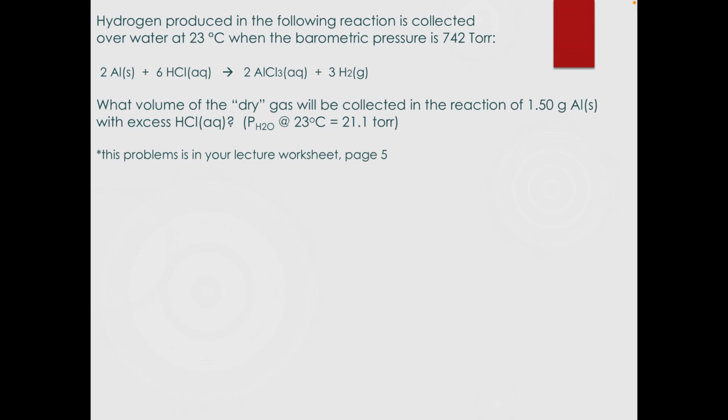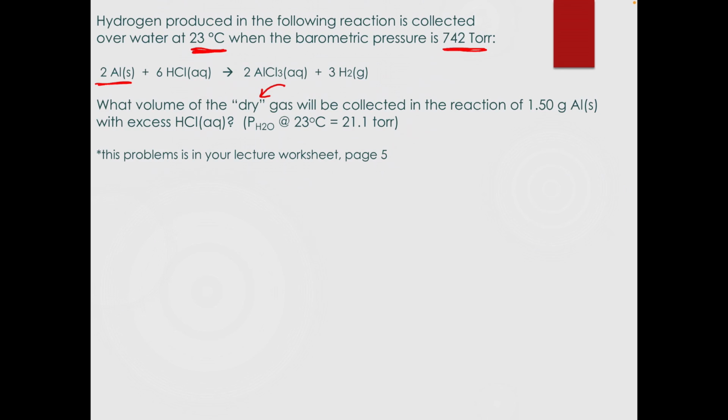Okay, so we have one last example problem. In this problem, hydrogen is being produced during a reaction and it's being collected over water. This is very similar to a reaction that we might do in class. In this case, we're reacting aluminum with hydrochloric acid and collecting our hydrogen via water displacement. The temperature is 23 degrees Celsius, and the barometric pressure in the room is 742 torr. It wants to know what volume of dry gas will be collected during the reaction.